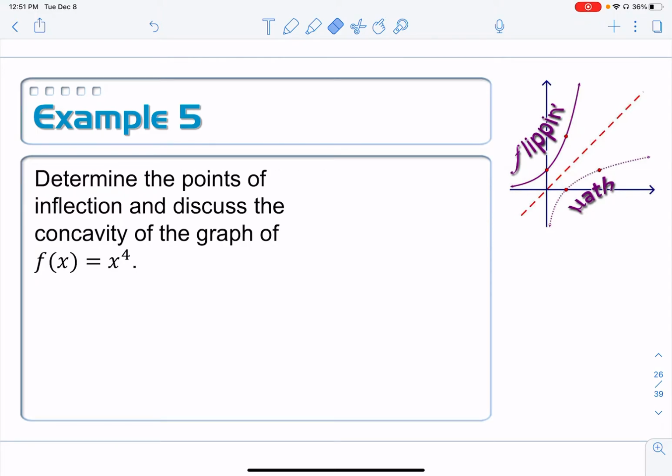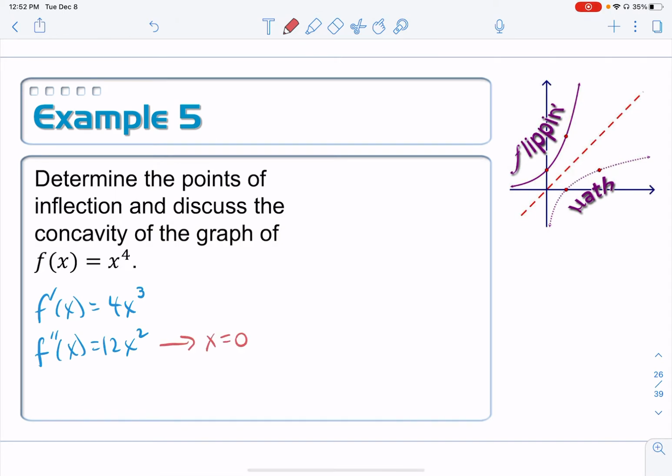So I need to find the second derivative so that we can find the potential points of inflection, or supercritical numbers. So let's take our derivative here. f prime of x is equal to 4x to the third. Easy. Second derivative, 12x squared. Okay, so is this thing ever equal to 0? Sure, at 0. So x equals 0 is our possible point of inflection.